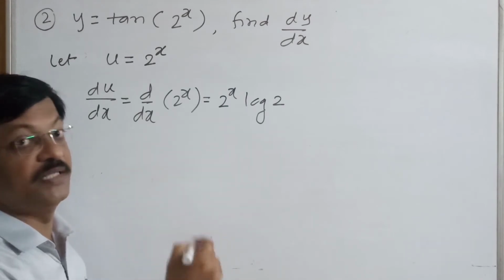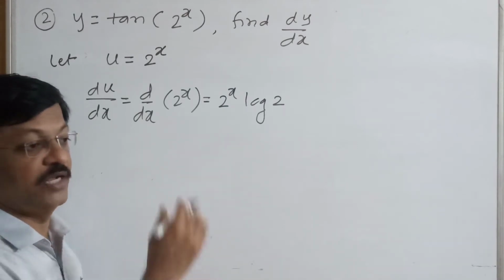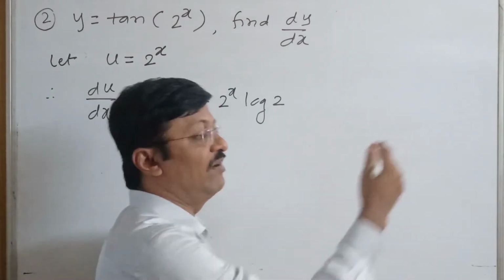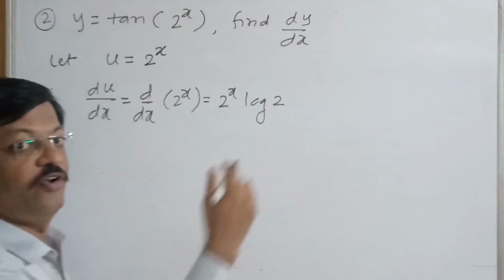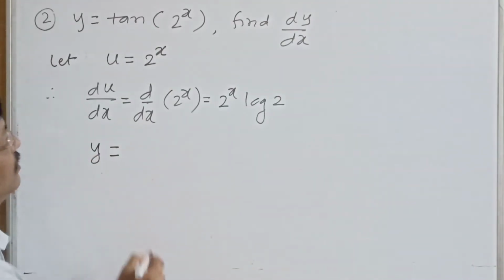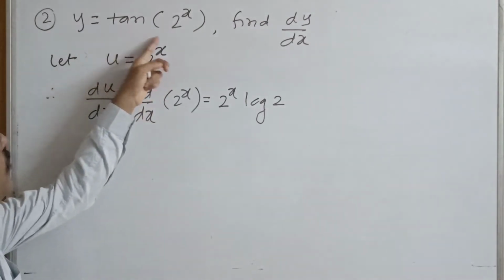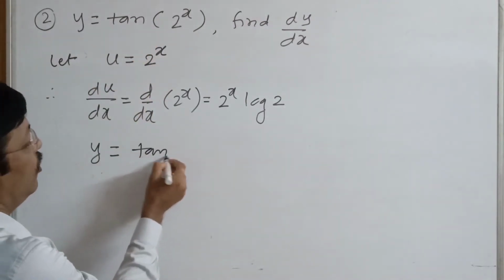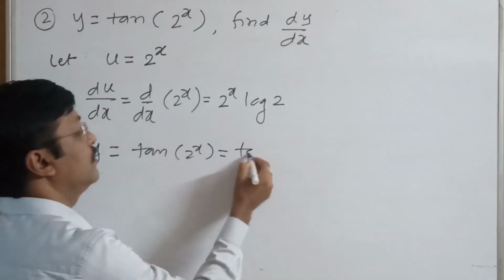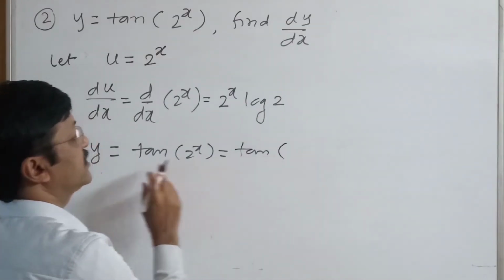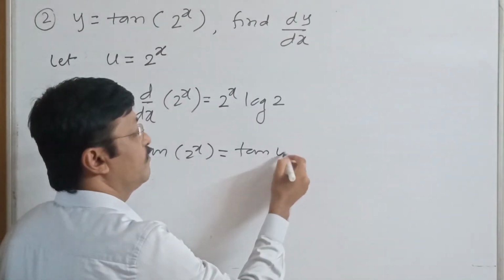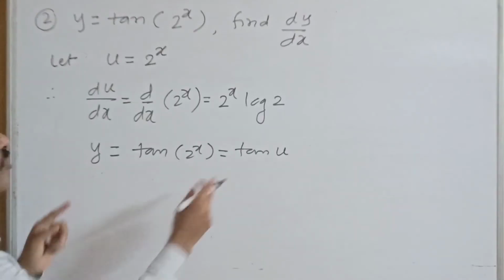You should remember this rule, the chain rule. The chain rule states dy by dx is equal to dy by du into du by dx. After du by dx is found, we have to find out dy by du. So consider y. What is y? y is equal to tan of 2 raised to x. Tan of 2 raised to x means what? Tan of 2 raised to x is tan of u only. Now I have y is equal to tan of u.